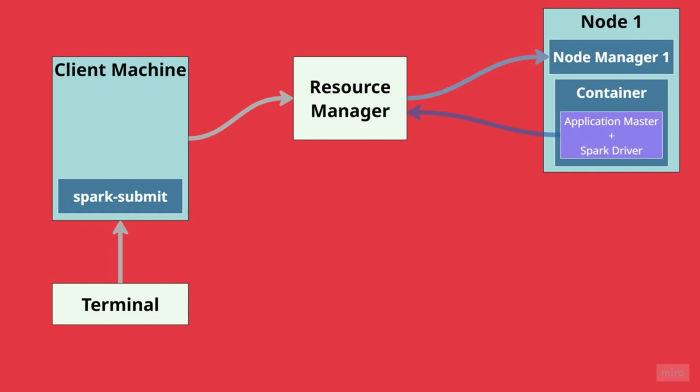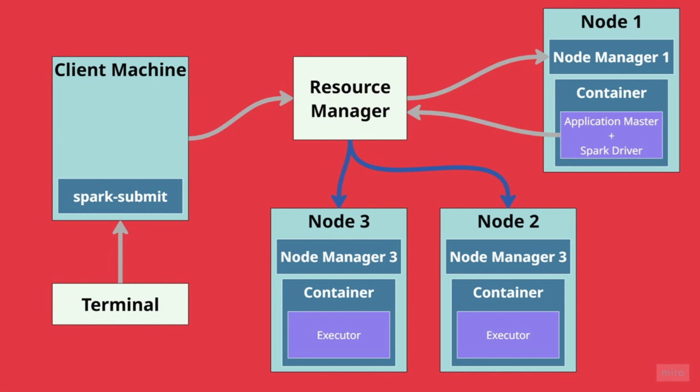From within this container, the driver negotiates with the resource manager for executor resources. Once the executor containers are launched, the driver, which is running inside the application master, directly communicates with the executors to manage the application. In cluster mode, your client machine can disconnect after submitting the application, as the entire Spark application lifecycle is managed within the Yarn cluster.